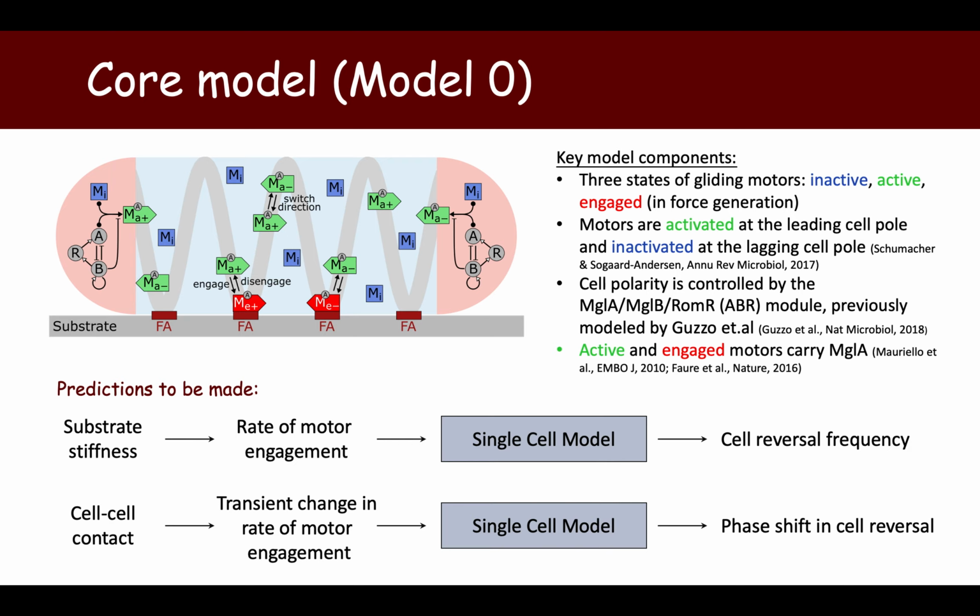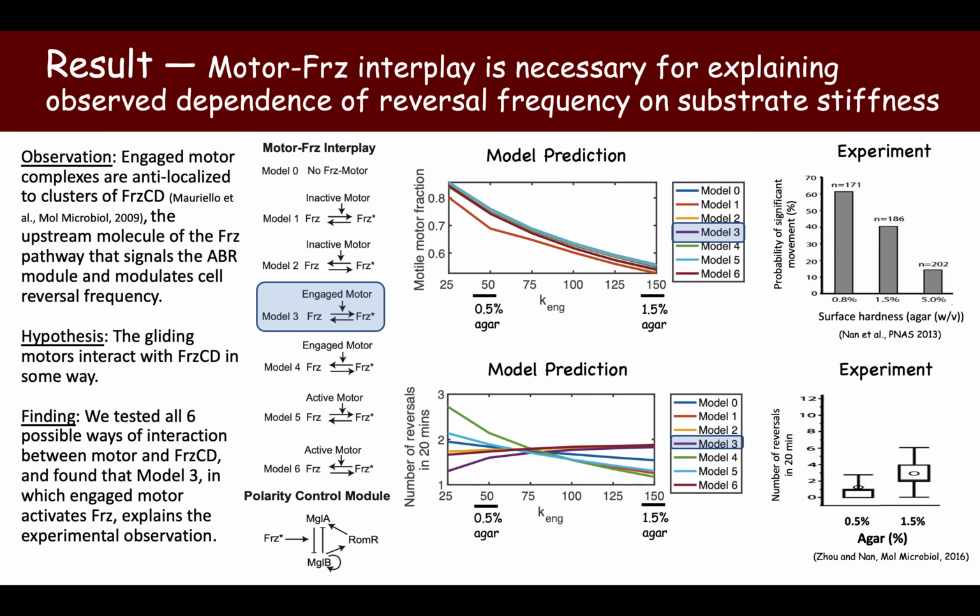Then we utilize our model to make two mechanosensing predictions, one about the substrate stiffness, the other on the cell-cell contact stimulus. Based on the core model, we also added motor-phase interactions. This hypothesis is based on the observation of anti-localization of free CD and the motility machinery.